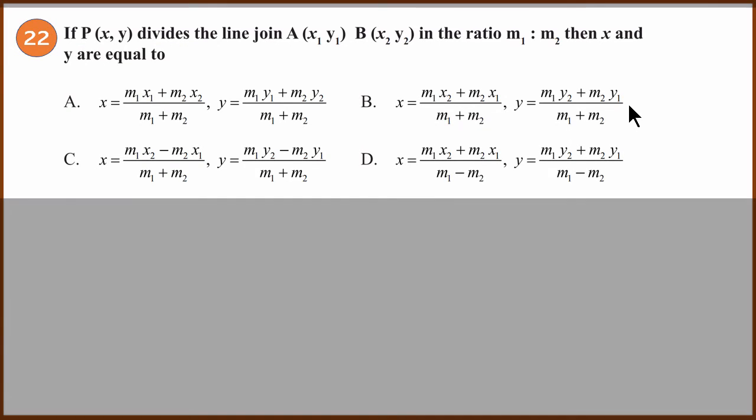It's a formula question. If P(x, y) divides a line joining A, B in a ratio m1 is to m2, then x and y are equal to. What's the formula?